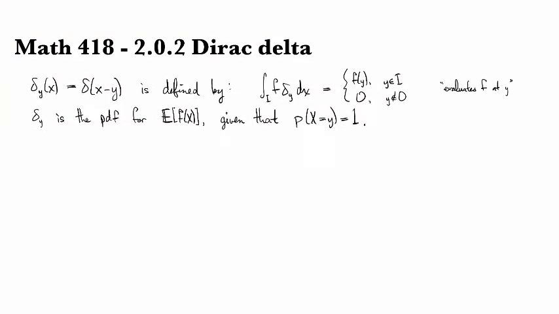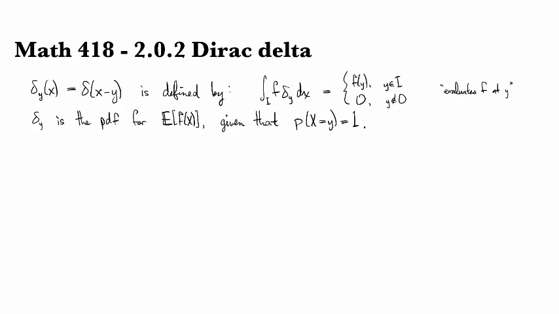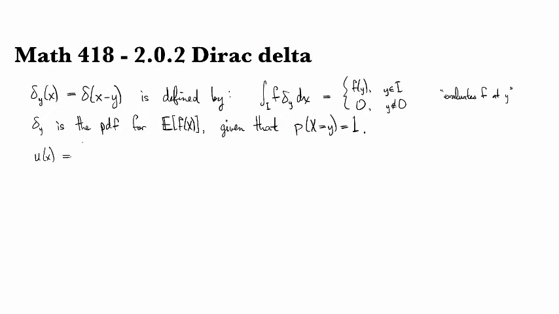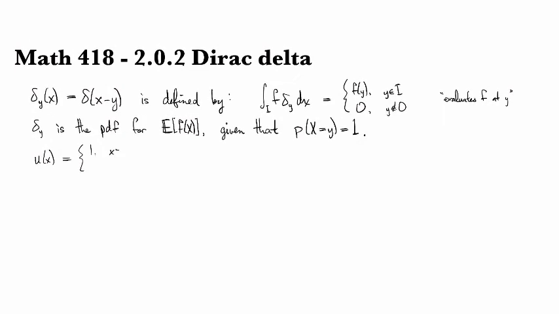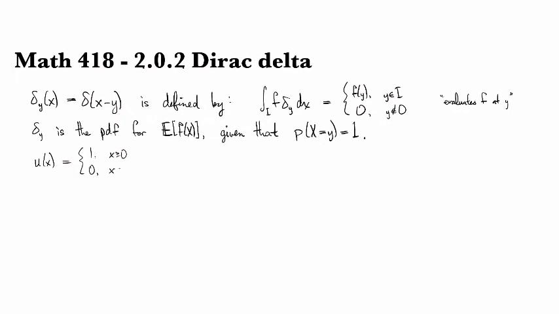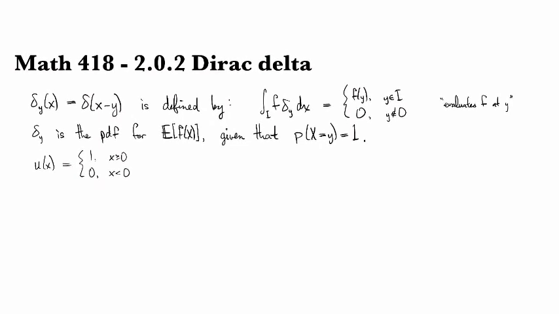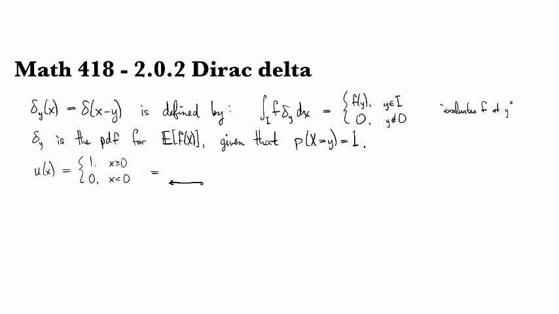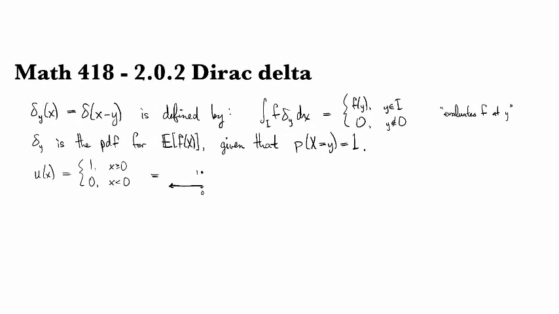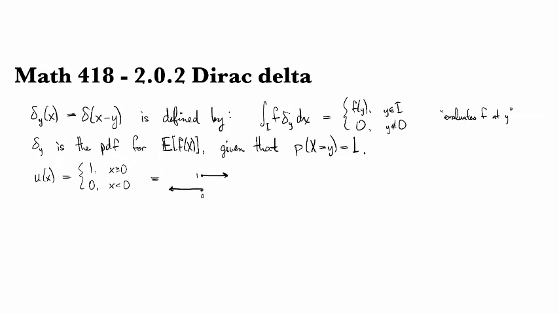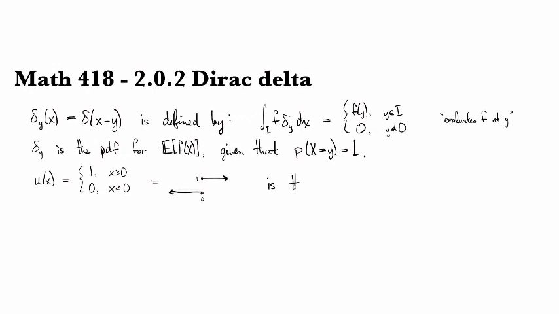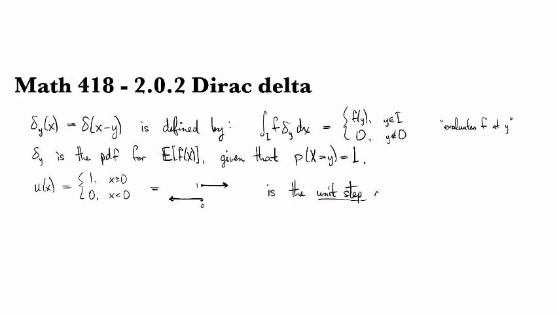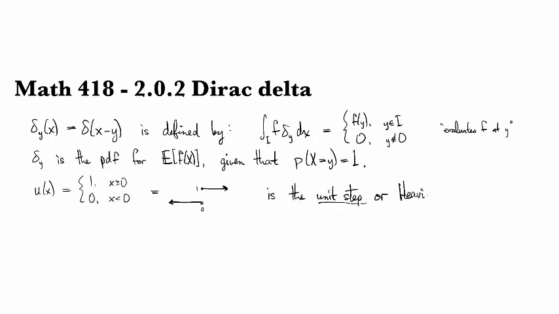Okay. Now we look at a closely related function. Let's take u of x to be defined by 1 if x is greater than or equal to 0, and 0 if x is less than 0. So the graph looks like 0 up to 0, and then it jumps up to 1 and has 1 as the value forever after. And so this guy is the unit step function, also sometimes called the Heaviside function.